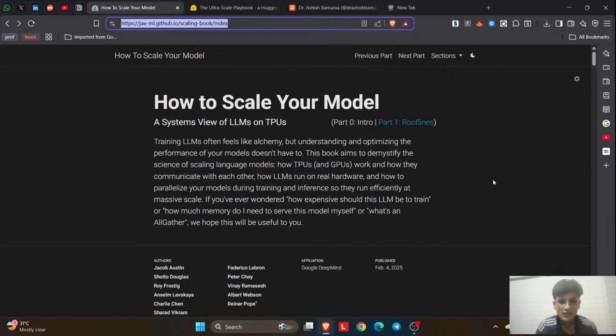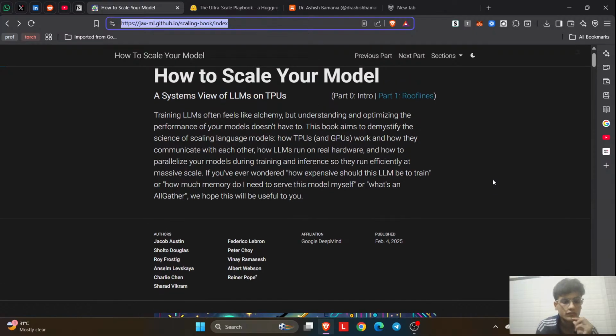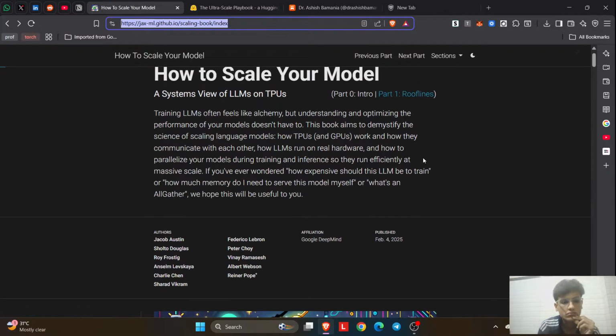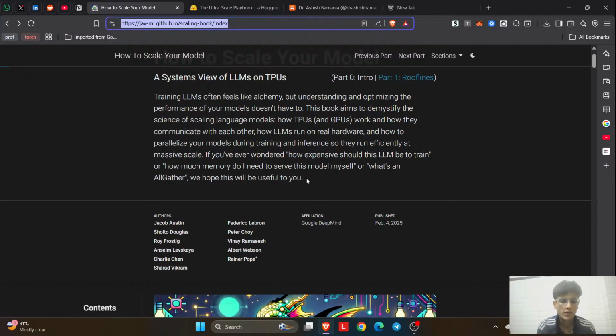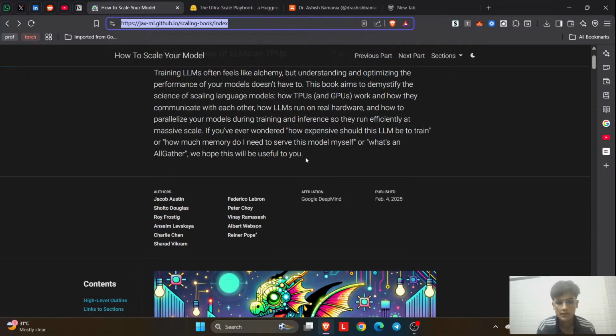Okay. Now it doesn't sound really hard, and how to parallelize a model during training and inference so they run efficiently at massive scale. If you ever wondered how expensive this LLM should be to train, or how much memory you need to serve this model yourself, this will be very useful.